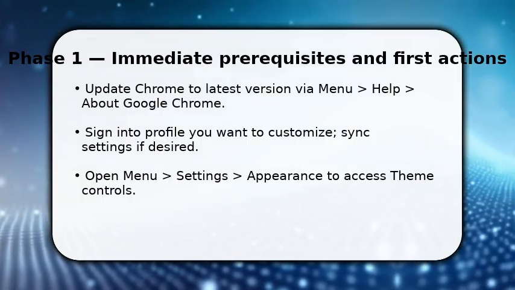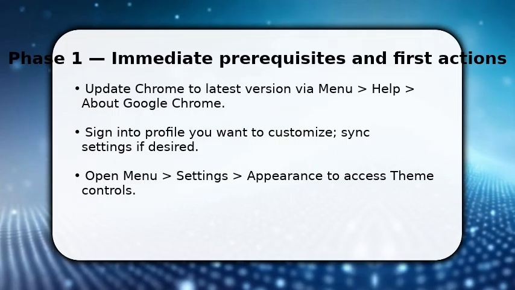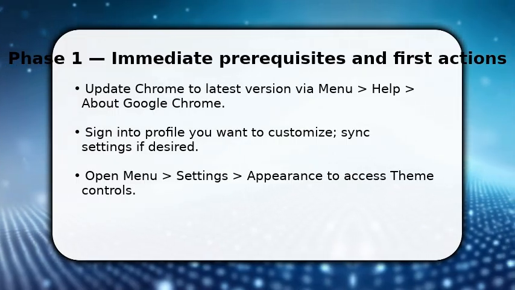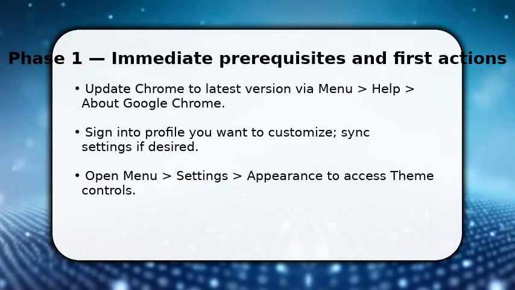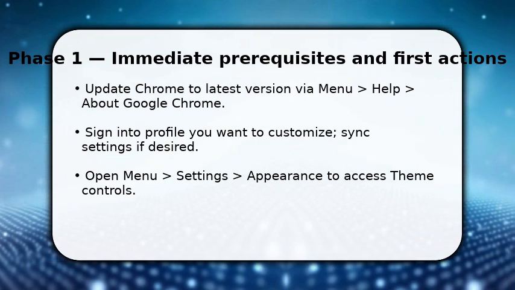From here, you can either use the built-in Customize button or visit the Chrome Web Store for ready-made themes. Make sure Developer Mode is off unless you plan to create a theme extension. You'll now pick or build the look.